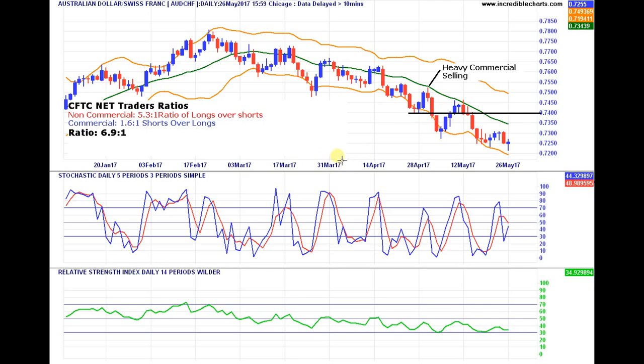Just before I do that, I want to look at the CFTC net traders ratios. Non-commercials are 5.3 to 1 longs over shorts, or bullish bets. Commercials are 1.6 to 1 shorts over longs, or bearish bets. We've got a divergence or ratio of 6.9 to 1. A couple of weeks ago when we looked at it, it was above 10 to 1, but we've seen a little narrowing of divergence, though it's not indicating a trend change.